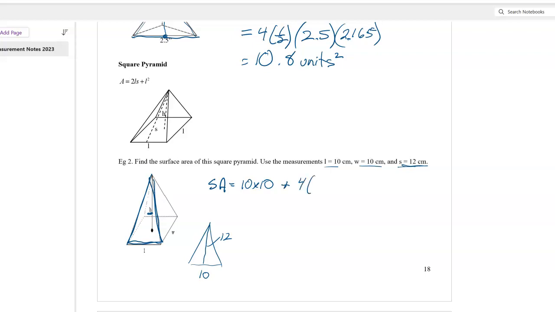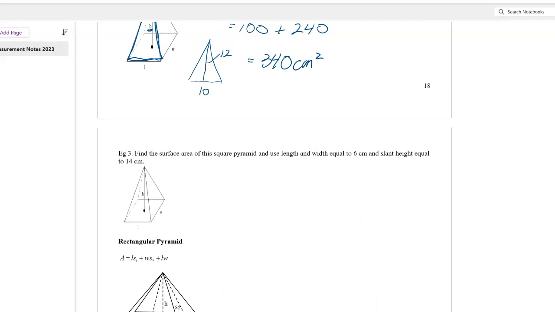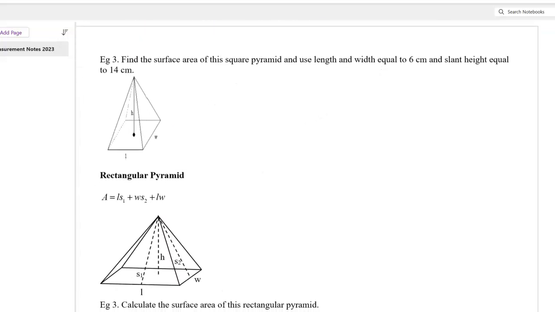So I'm going to go 4 times 1/2 times base times the slant height, which is 12. And this will give me 340 centimeters squared. Okay, that's actually a pretty straightforward one because I didn't have to calculate any missing parts. Kind of nice when they're like that. All right, this one is similar. Why don't you pause the video for a second and give this a try? Okay, come back when you're done.